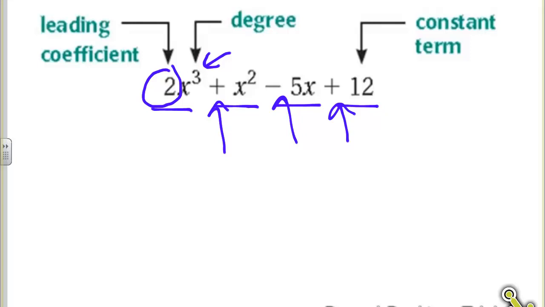But the highest degree, the number out in front, is called the leading coefficient. Now the coefficient of the next one is a 1. The coefficient of the next one is a negative 5. And the last one's called a constant term. That's the one, any number that doesn't have a variable attached to it, and we call that a 0 degree.